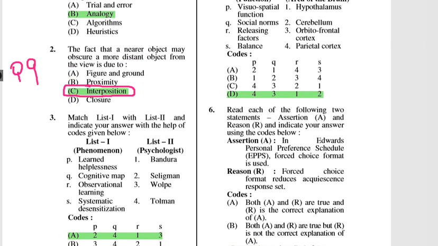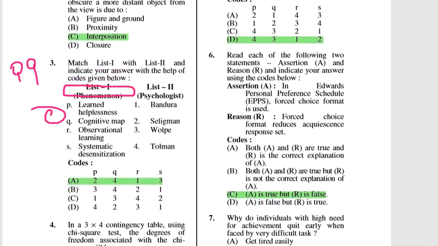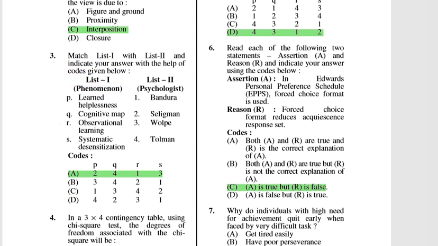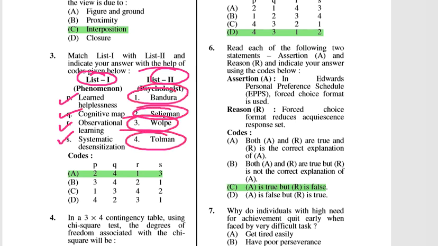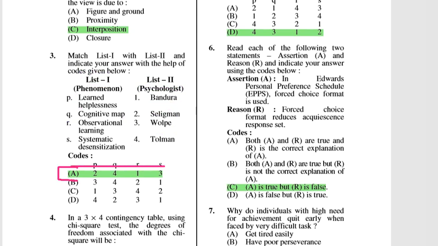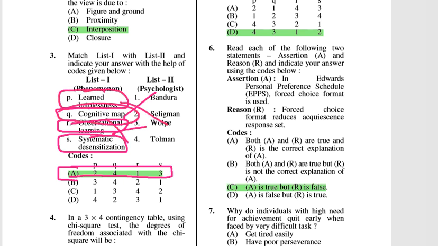Okay, so the next question is question number 3. It is given as phenomena and psychologist. You have to match list 1 and list 2. First is learned helplessness, second is cognitive map, third is observational learning, and D is systematic desensitization. You have to match the correct options as Bandura, Seligman, Wolpe, and Tolman. So the correct answer is option A. Observational learning was given by Bandura. Systematic desensitization was given by Wolpe, learned helplessness was given by Seligman, and cognitive map was given by Tolman.